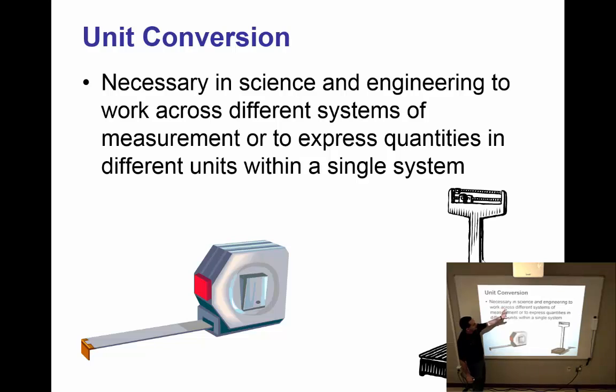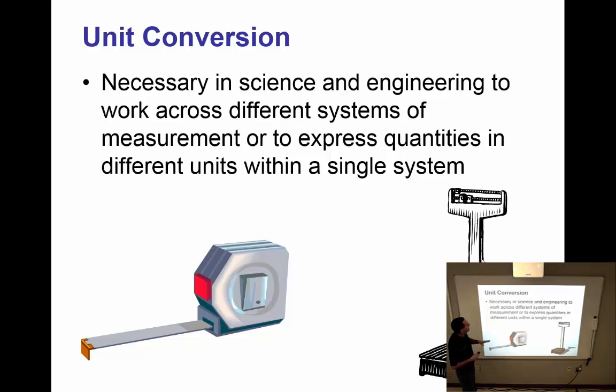Okay. So it is necessary for science and engineering to work across different systems of measurement or express quantities in different units within a single system. We live in a global economy, and we produce cars that we ship abroad. Right? We list our fuel efficiency in miles and gallons. In other countries, they would need it in liters and kilometers. Right? So there's a need then to convert between systems.